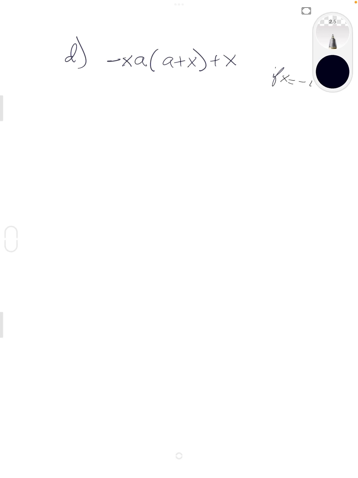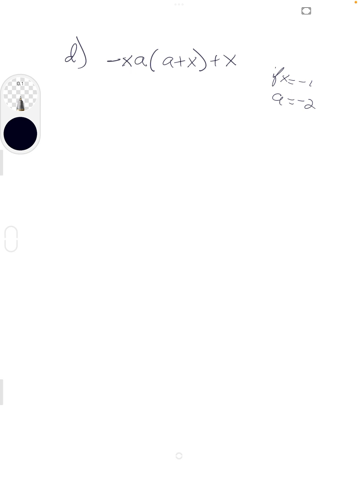So this one is negative XA, parentheses, A plus X, and they say evaluate this. Well, you can't. There are two letters. There's X and A. So this one says if X is equal to negative 4 and A is equal to negative 2. So, well, X is negative 4.